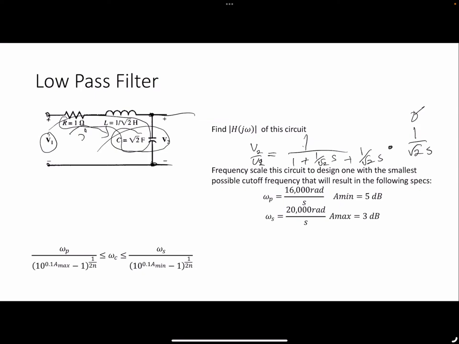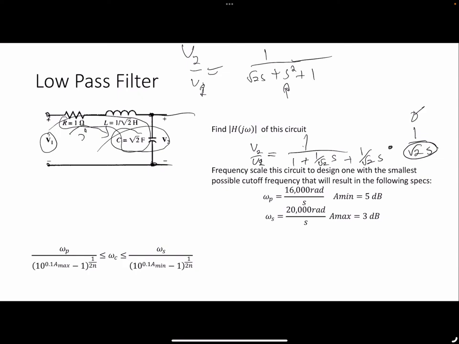So I can just clean this up a little bit. I'm going to get that V2 over V1 is actually equal to 1 over the square root of 2s plus s squared plus 1. So I just multiplied this out in the denominator to get it cleaned up. This actually turns out to be a normalized Butterworth filter. And so effectively, we just need to figure out how much we need to rescale this circuit in order to come up with the right answer.